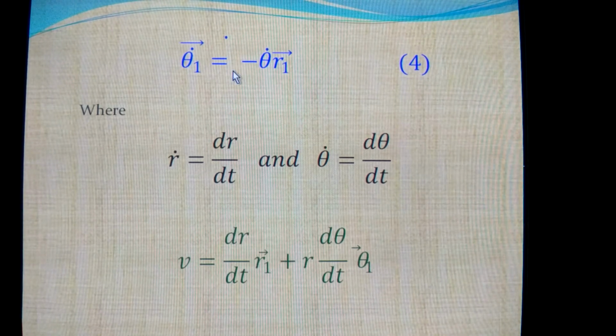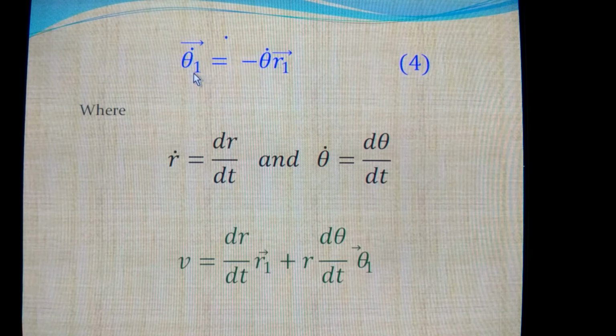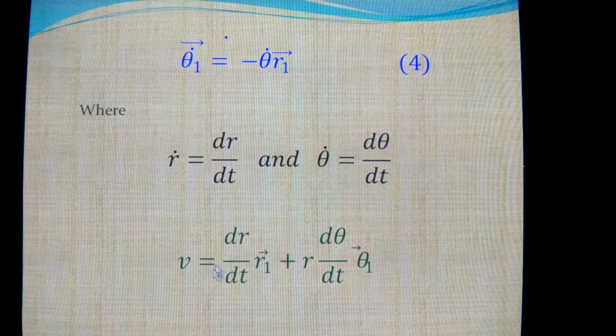d theta 1 bar by dt is equal to minus theta dot into r1 bar. So this is equation 4. Now where r dot is dr by dt and theta dot is d theta by dt. So now therefore the velocity v becomes dr by dt into r1 bar plus r into d theta by dt into theta 1 bar. So this equation we already derived in the last class.